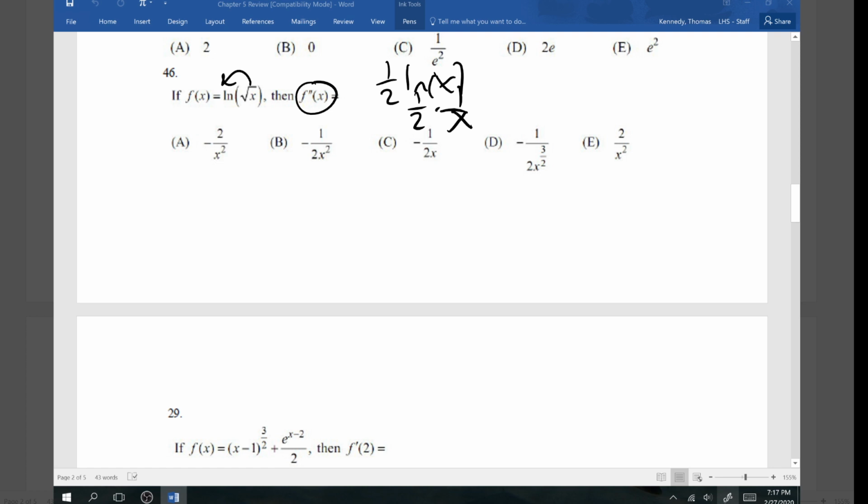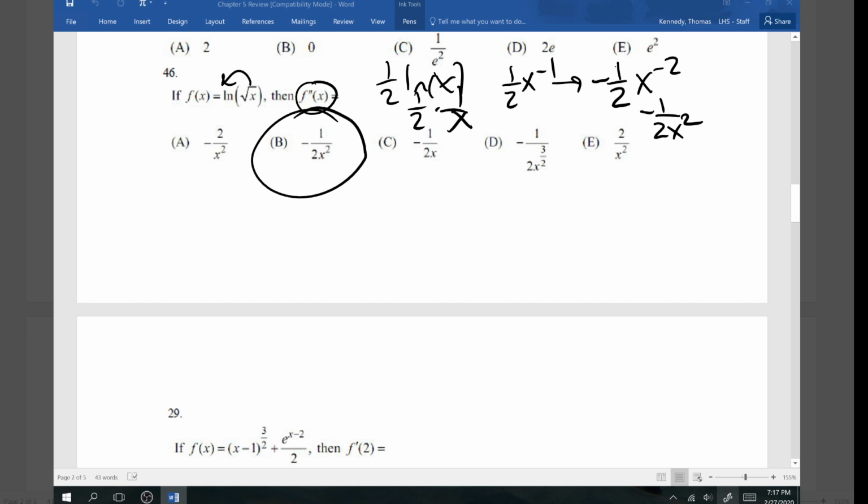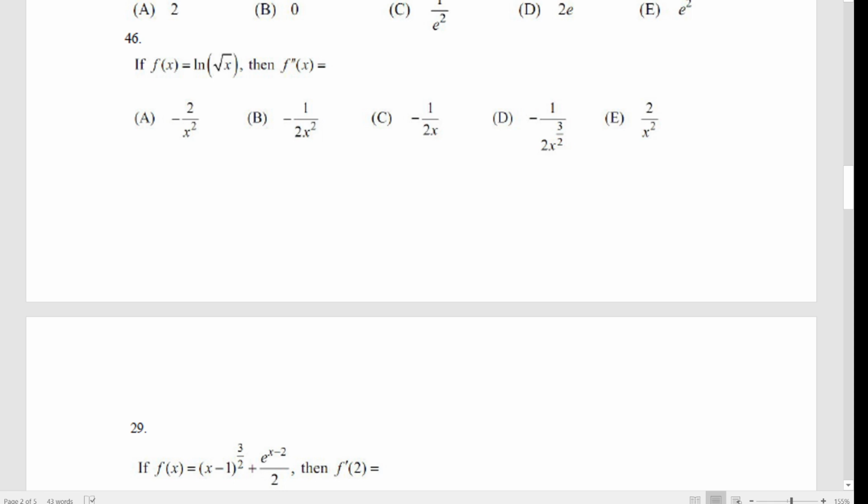I don't like it in this form, 1/2 times 1 over x. So I'm going to write it as 1/2 x to the negative 1. Then I'm going to pull the power down and drop the power by 1. X to the negative 2 is 1 over x squared. So this is negative 1 over 2x squared, which is this answer. So yeah, the copy's not the highest of quality, so maybe you missed the double derivative piece there.